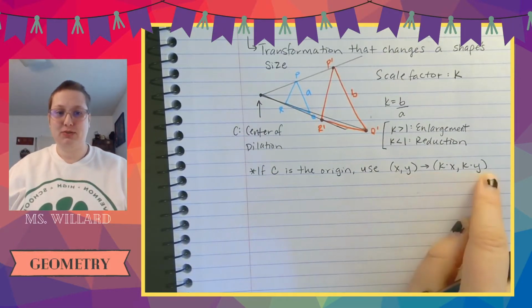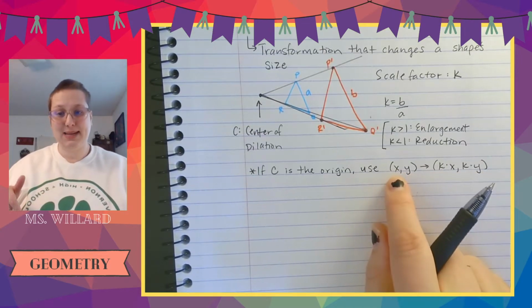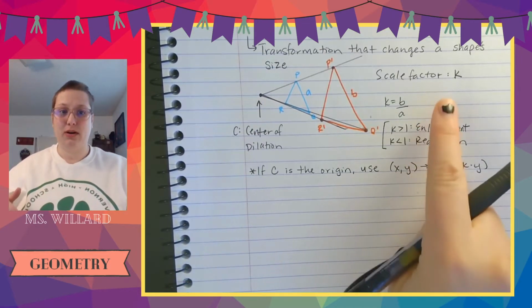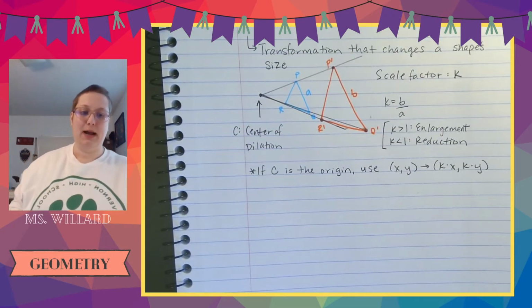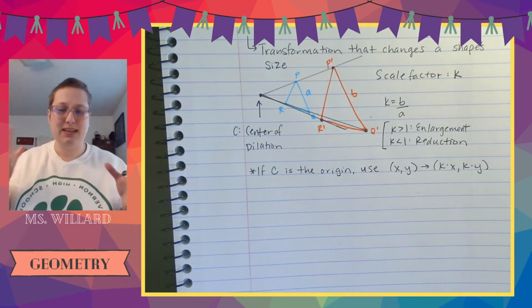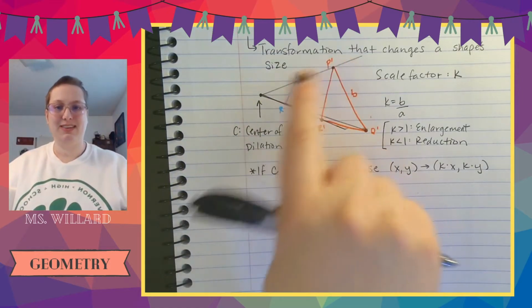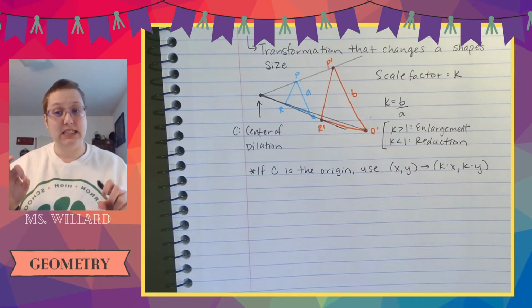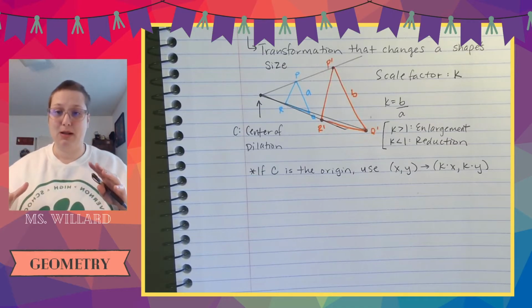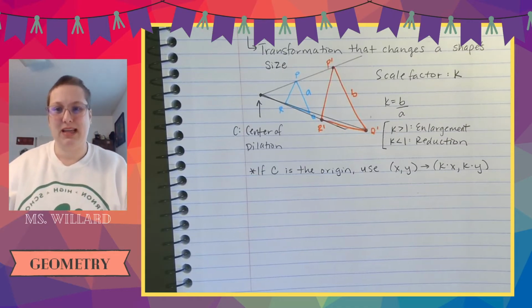We can do a transformation rule where we go x, y, x times k, and y times k, or them both multiplied by the scale factor. That's an easier way to do it. What if it's not, you ask me? That's a great question. Then you just kind of find the distance. You don't have to find the distance like we've been finding the distance, with the whole distance formula and blah, blah, blah. But you can kind of eyeball it at that point.